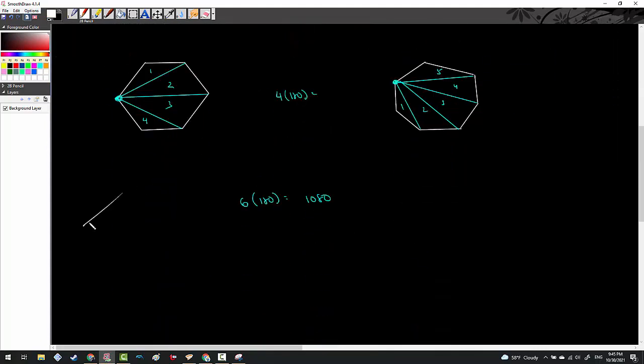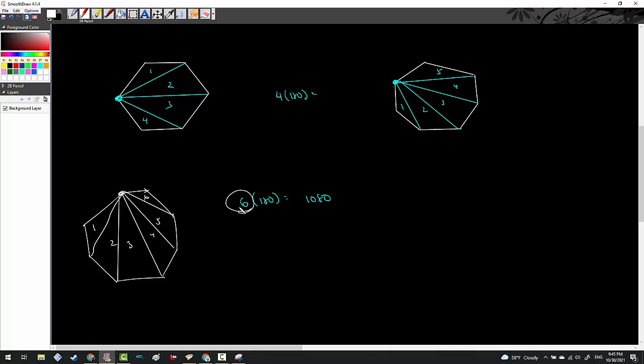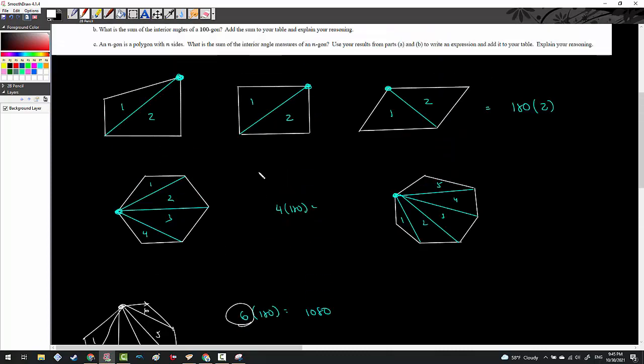So let's see here. 1, 2, 3, 4, 5, 6, 7, 8. And here we go. So 1, 2, 3, 4, and 5. How many triangles is that? 1, 2, 3, 4, 5. Hey, 6. What do you know? We predicted 6 triangles. I think we got 6 triangles.